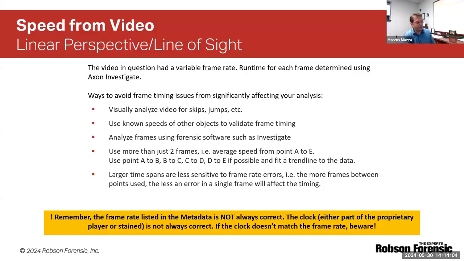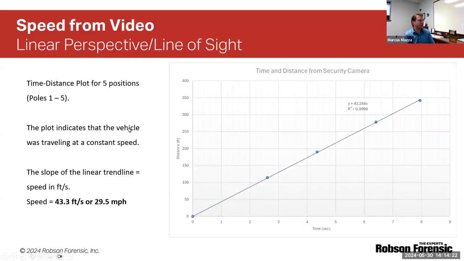Instead of just averaging from frame 1 to frame 20, we'll try to take intermediate positions as well and plot those in order to see whether or not there are any irregularities that would indicate an error either in our frame rate or positioning. So all that said, let's take a look at the results here for our first analysis.